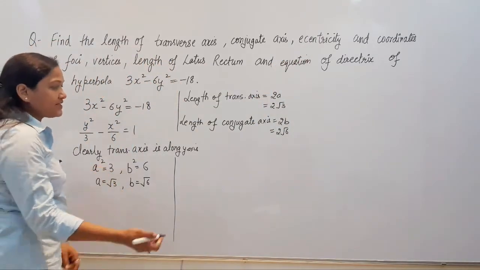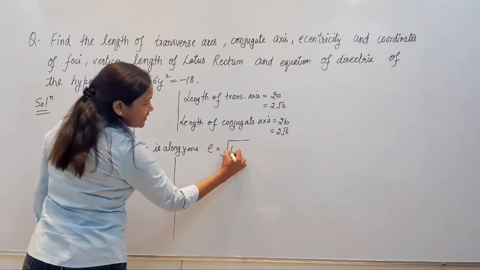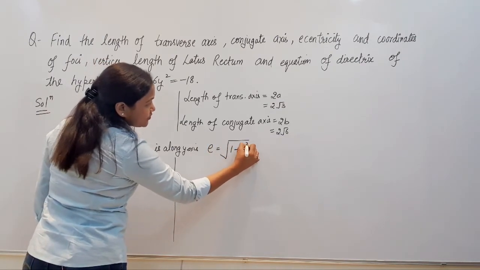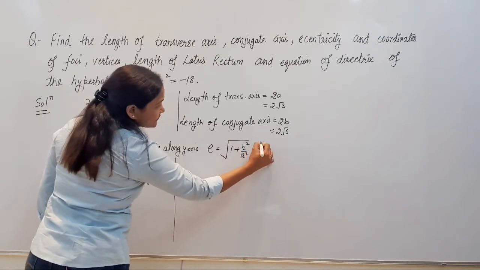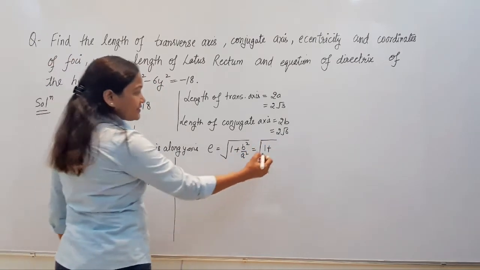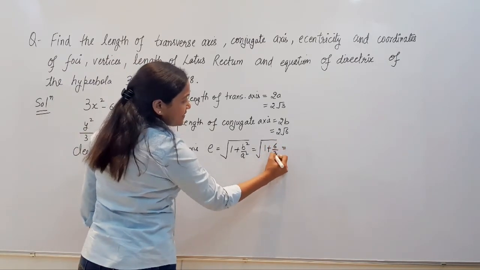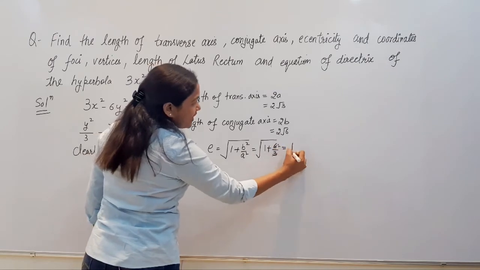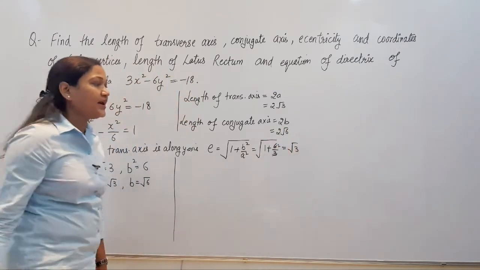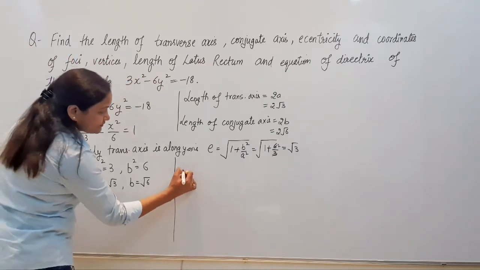a² और b² आपके सामने है, so your eccentricity का formula is √(1 + b²/a²), and that is equal to √(1 + 6/3), so this will be √3, तो आपका eccentricity √3 आ गया। The next is coordinates of foci.